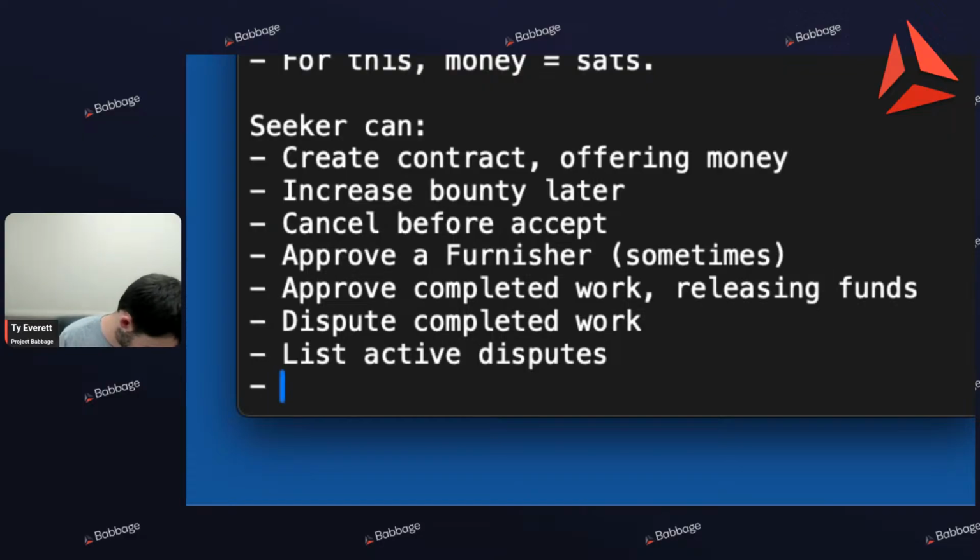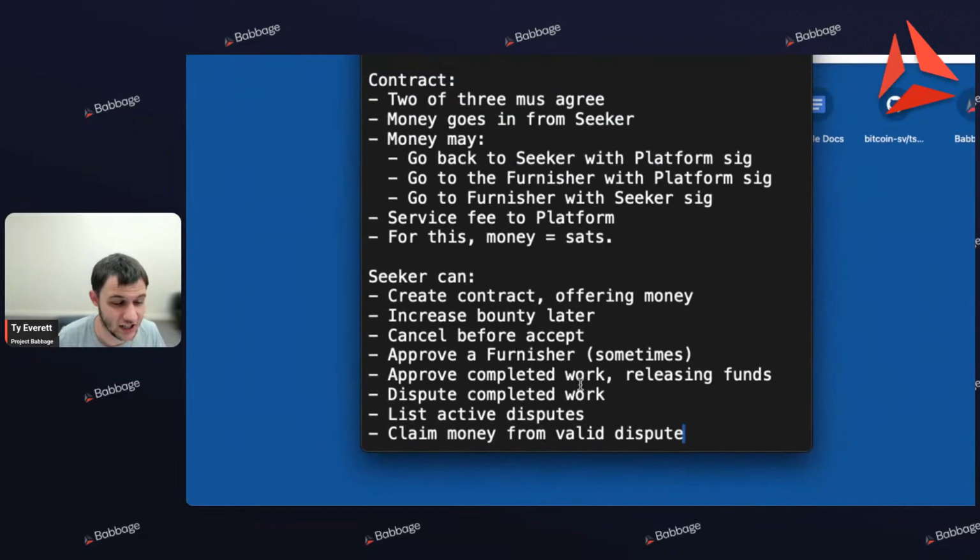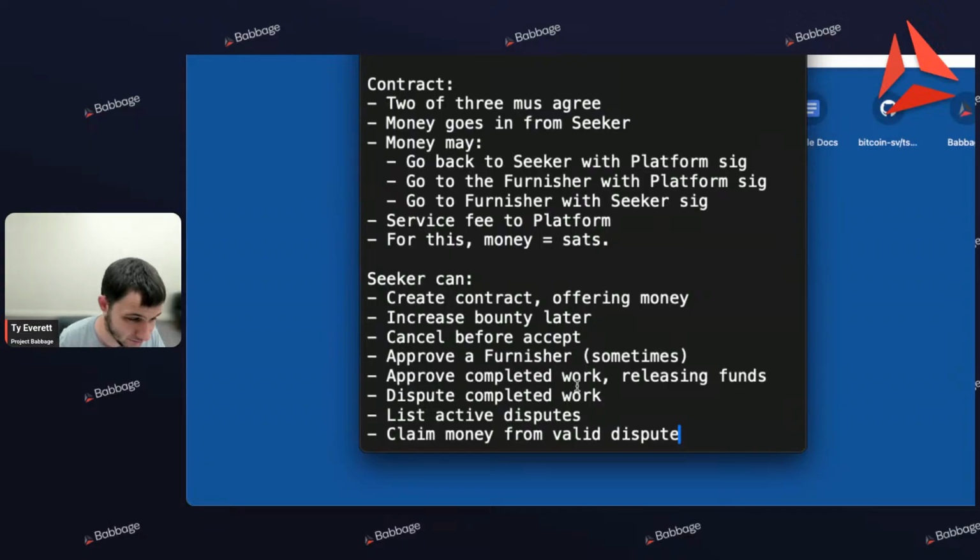And I should be able to, and of course, the platform will be involved at that point. You would provide evidence, et cetera, et cetera. But so if I disputed something and then I got my money back, I should be able to get my money, right?